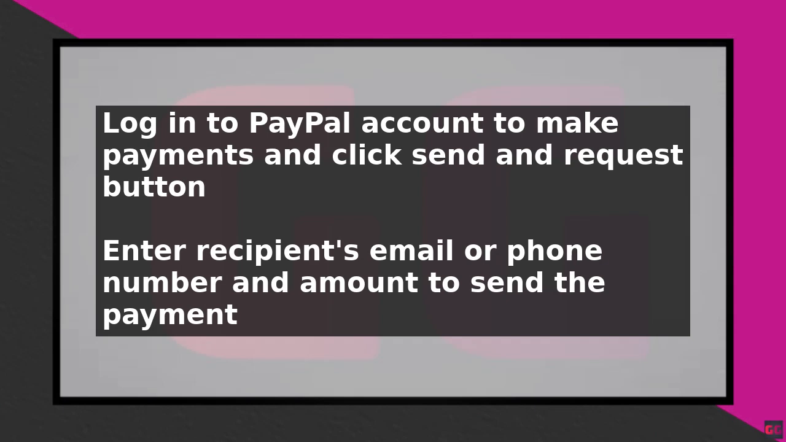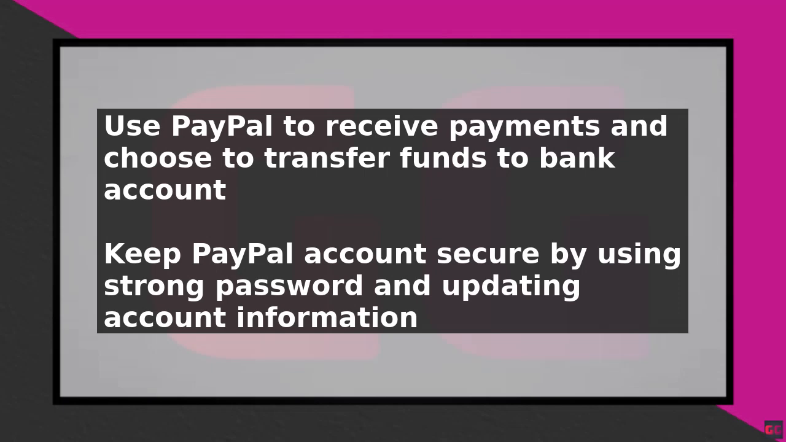You can also use PayPal to make purchases online, such as buying products from online stores or paying for services. To use PayPal for online shopping, simply look for the PayPal button at checkout. Click on the button and log in to your PayPal account to complete the payment. PayPal will then transfer the funds to the seller, and you will receive a confirmation email once the payment has been made.